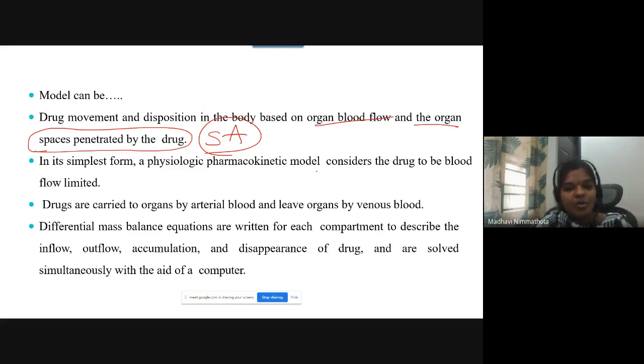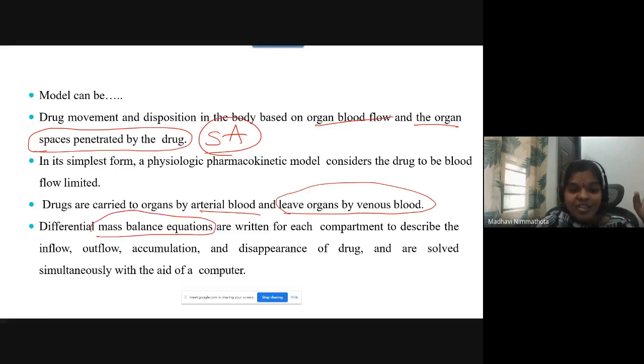A physiologic pharmacokinetic model considers the drug to be blood flow limited. Drugs are carried to organs by arterial blood and leave organs by the venous blood. Everyone knows this. The drugs will be carried by the arterial blood and then leave through the venous blood. So you need to calculate the pharmacokinetic parameters on the basis of mass balance equations, which are written for each compartment model to describe the inflow, outflow, accumulation, and the disappearance of the drug.